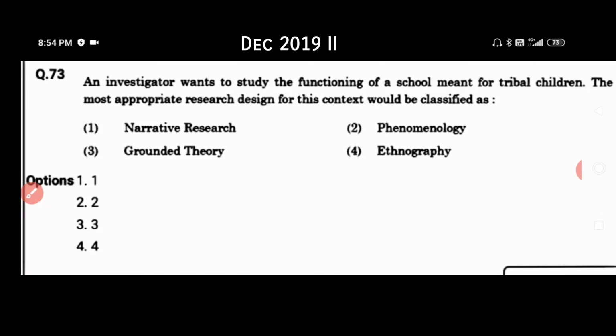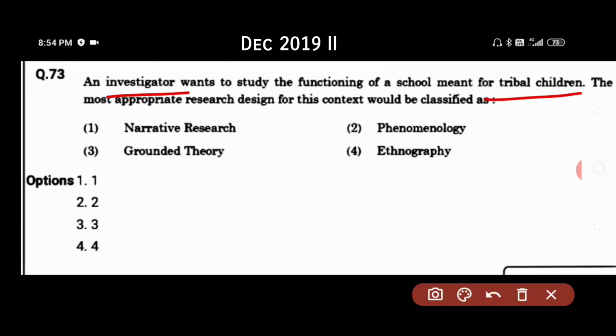An investigator wants to study the functioning of a school meant for tribal children, and the most appropriate research design for this context would be classified as... The researcher wants to study the functioning of a school meant for tribal children. The key word here is tribal children. So we are focusing on a distinct community or a distinct group, right? So our answer will be 4, ethnography.